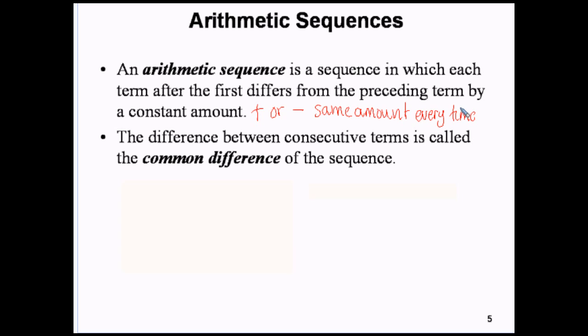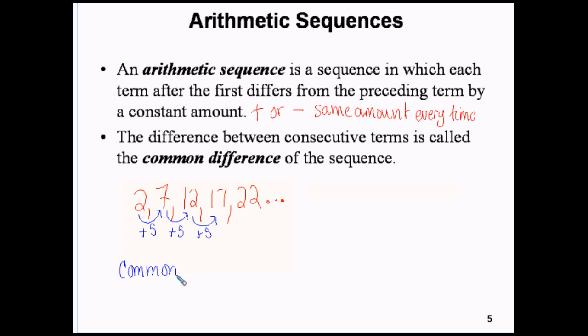So if I have a sequence, let's say for example, I start with a 2, and figure out what's happening in this sequence. To get from a 2 to a 7, I add 5. To get from a 7 to a 12, I add 5. So I'm adding 5 every time. So my common difference, which is D, is 5.